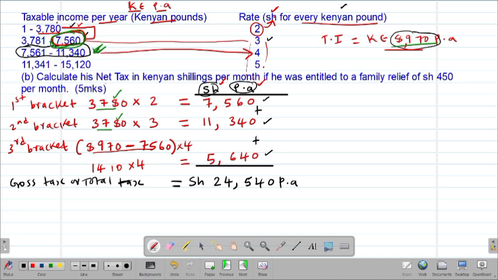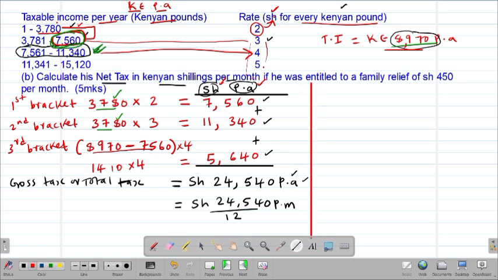Now they wanted us to get the net tax in shillings per month. Therefore we need to convert this one into shillings per month. It is already in shillings, therefore we just need to convert into per month. So this will be equal to 24,540. This one is per annum, so to change into per month, we are going to divide by 12 so that we get our answer per month. Remember, 12 months is equal to 1 year. Therefore, if you want to get the amount for only 1 month, you take the total per annum, then you divide by the number of months in a year, which are 12.